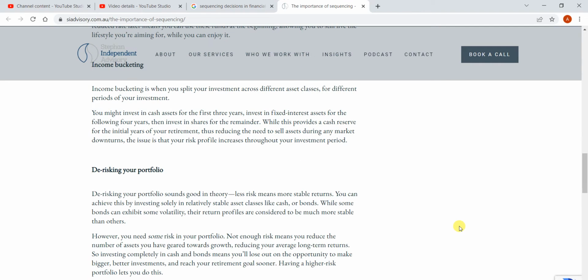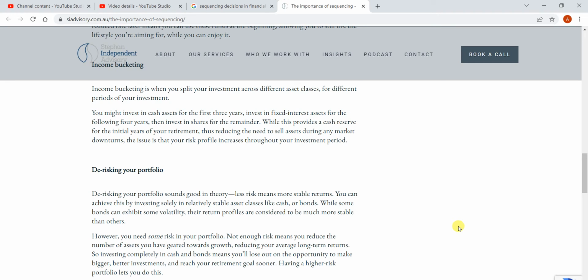De-risking your portfolio. De-risking your portfolio sounds good in theory. Less risk means more stable returns. You can achieve this by investing solely in relatively stable asset classes like cash and bonds. While some bonds can exhibit some volatility, their return profiles are considered to be much more stable than others.